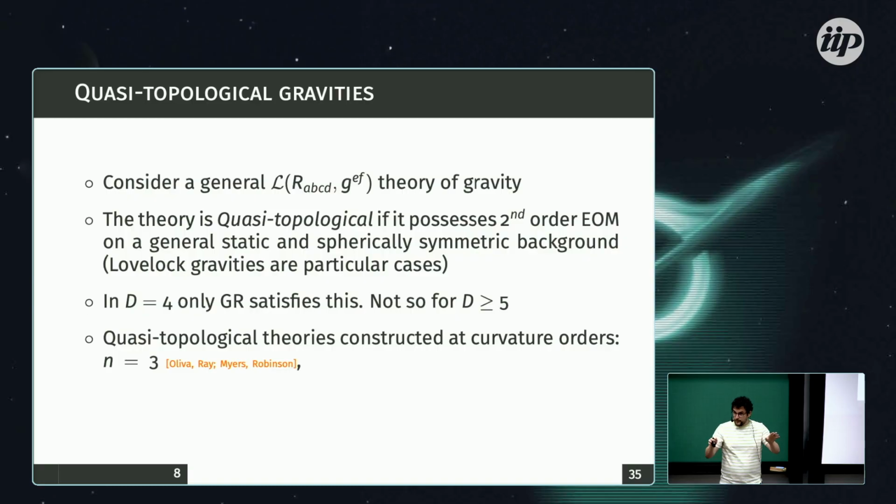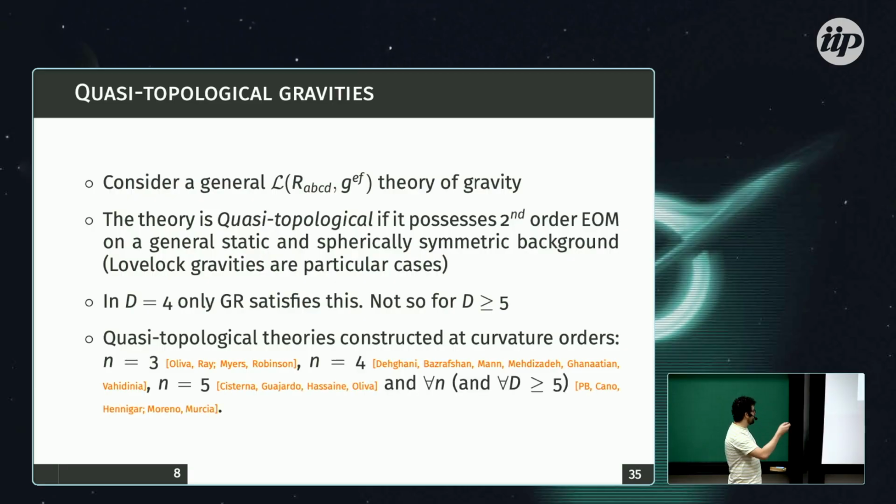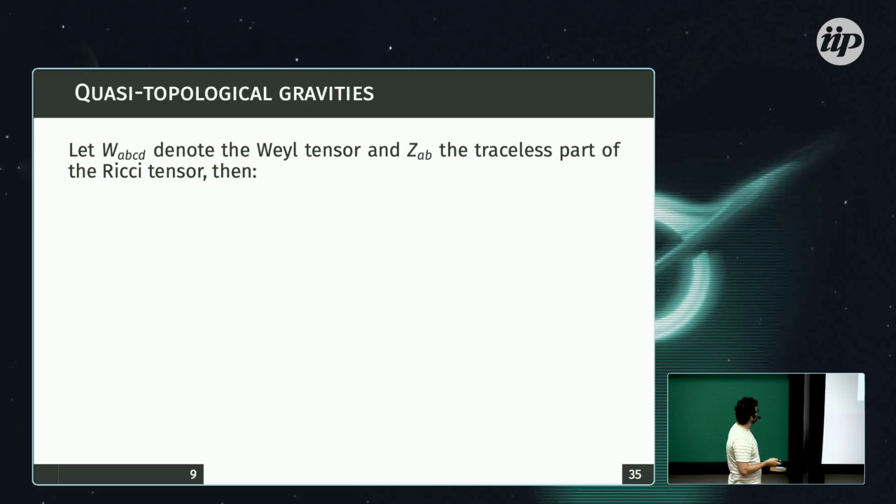They are not quasi-topological in any sense, but they look like something that in particular dimensions is topological, which are Lovelock theories. But anyway, that's why it's called like that. And then people extended this to quartic orders, quintic orders, and then finally to every order and in general dimensions. So to show you a little bit what they look like, let me do that.